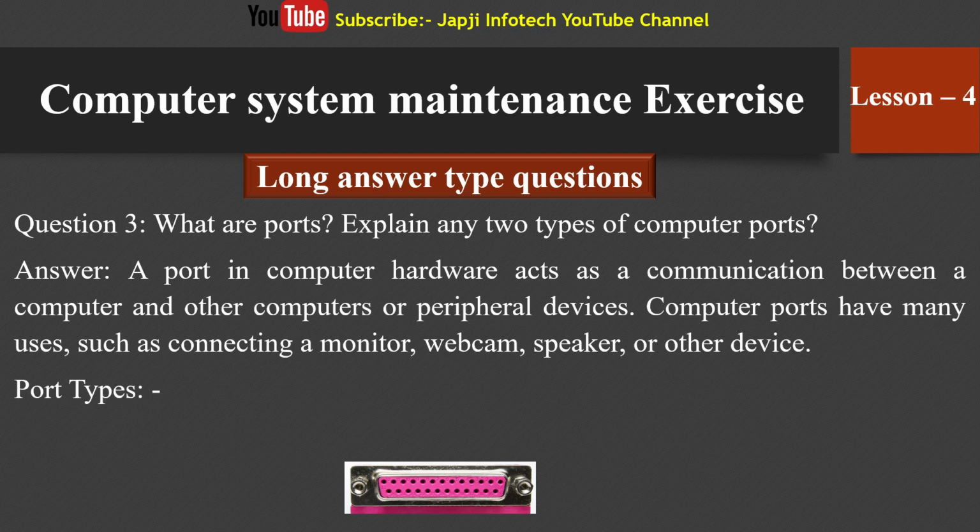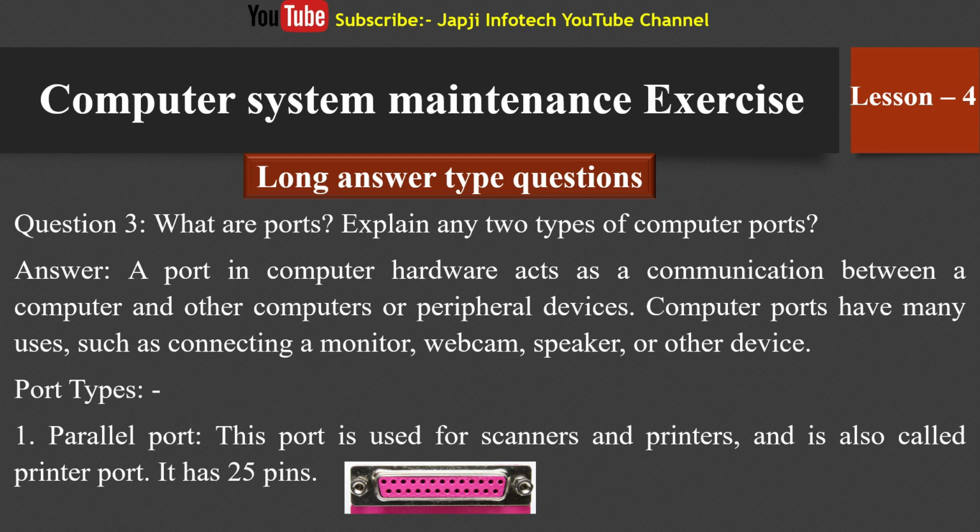So a port in computer hardware acts as a communication point between a computer and other computers or peripheral devices. Computer ports have many uses, such as connecting a monitor, webcam, speaker or other devices. The port types are, the first one is the parallel port. This port is used for scanners and printers, and it is also called the printer port. The parallel port has 25 pins as mentioned in the picture.